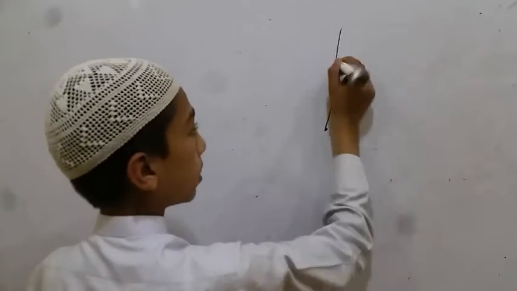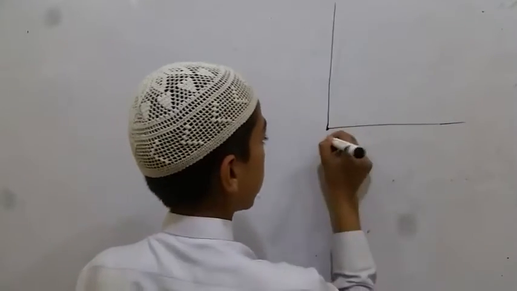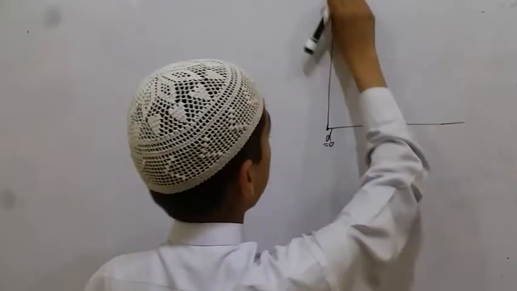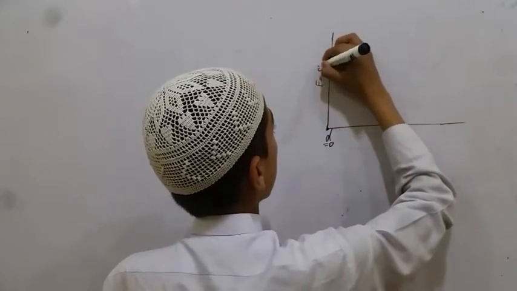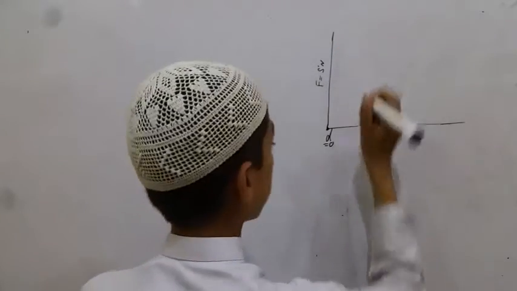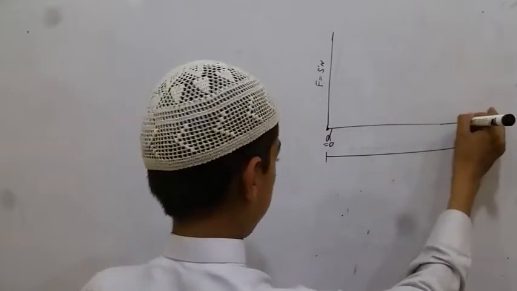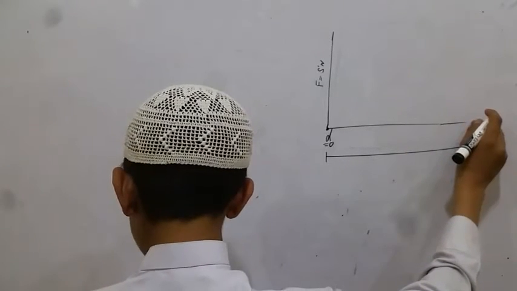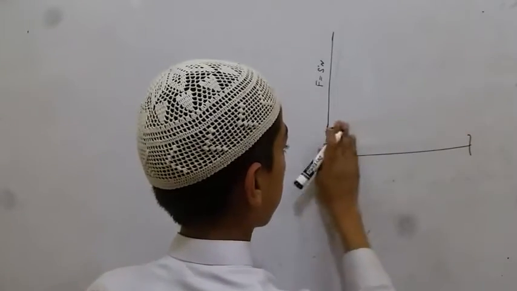Here this is the object, and here the distance is 0. And a force of 5 Newton varies with distance d here. Calculate the work done by the force as the object is displaced. The object is displaced in this direction.